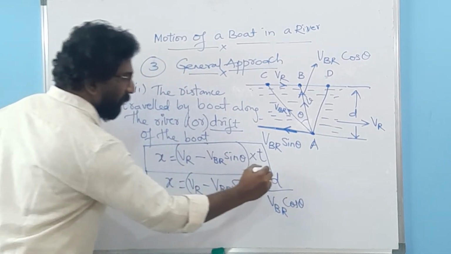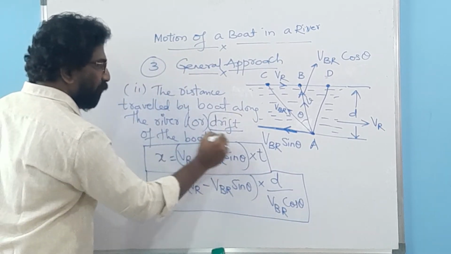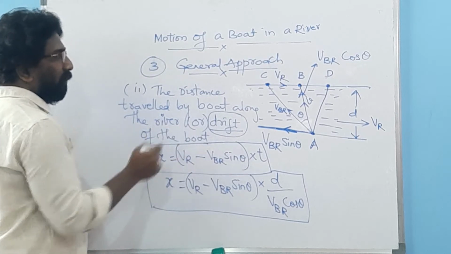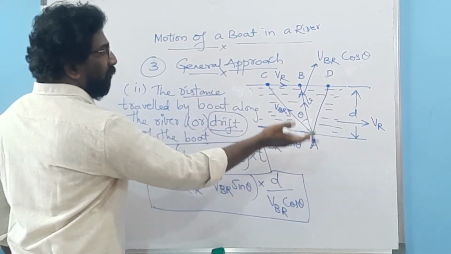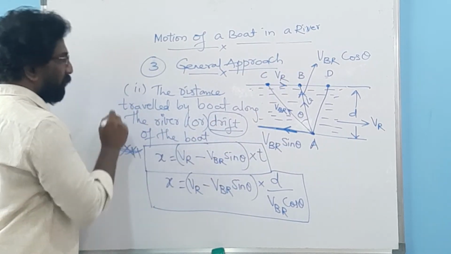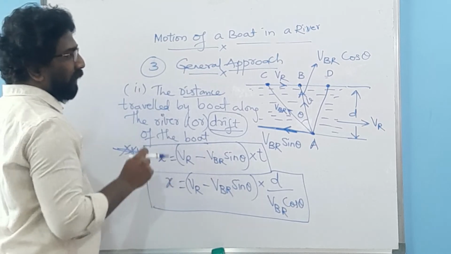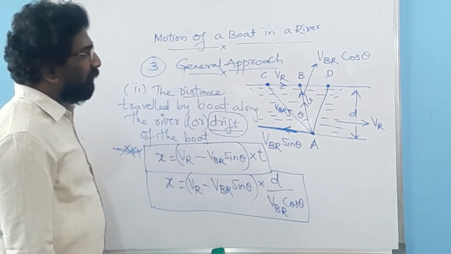So now this one becomes your actual formula in order to calculate the drift of the boat along the river, or else the distance or displacement of the boat from point A in order to reach point B. So this formula and the previous formula are very important in order to calculate the concept of this general approach of motion of a boat in a river.